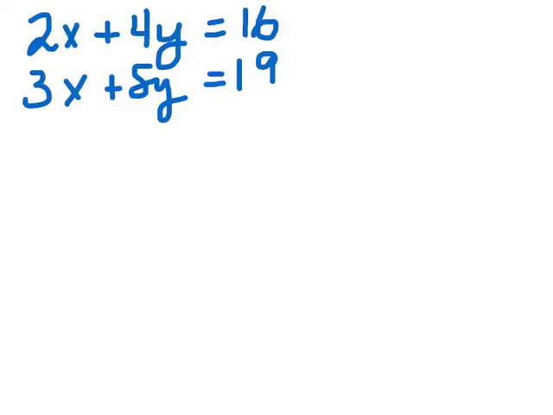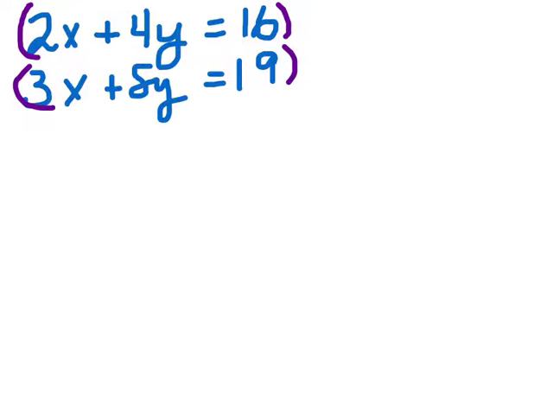Same thing with the y's. If I add those right now, they're not going to cancel out either because that's going to add up to 9y. So I need to get something to have the same number out front. So here's what you do in this case. You go, okay, I'm going to choose to get rid of the x's. So if I want to get rid of the x's, I need to get something out in front of both of them that's the same.